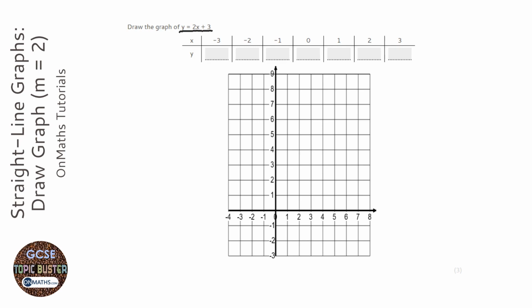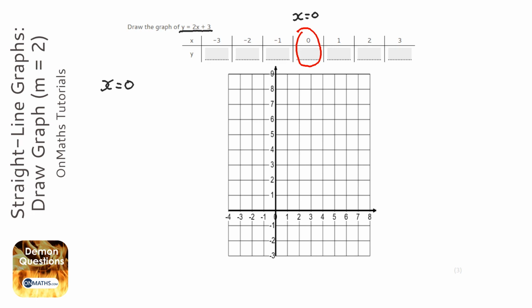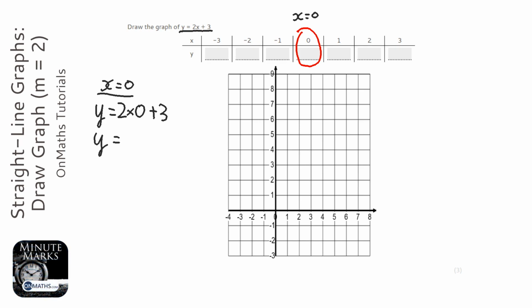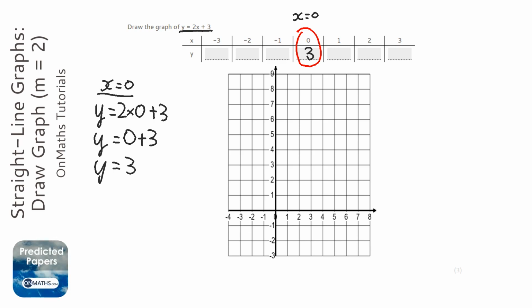The first number I'm going to start with is 0, and this, what I'm circling now, is going to be a coordinate to plot on our graph. So the top number, the 0, is the x, so this is when x equals 0. And what I'm going to do is feed that into my equation. So when x equals 0, y equals 2 times x, so 2 times 0 plus 3. 2 times 0 is just 0. So y equals 3. Now you don't need to do this working out for every single number, but I'm just doing it to show you how I'm getting to the y.